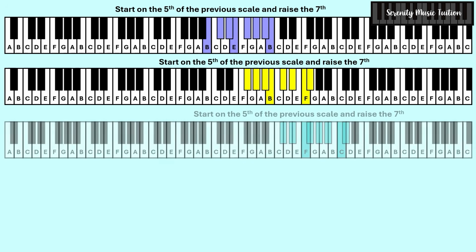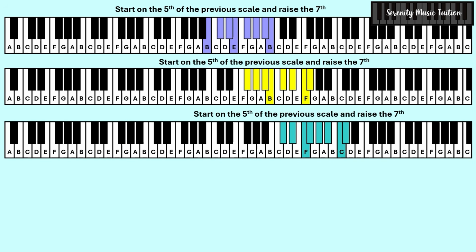And our final scale starts on the note of C sharp, which is the fifth of F sharp major. We keep the F sharp, C sharp, G sharp, D sharp, A sharp and E sharp from F sharp major and we raise the seventh note of C sharp major, which is B sharp. Here's what the key relationships look like on the piano.